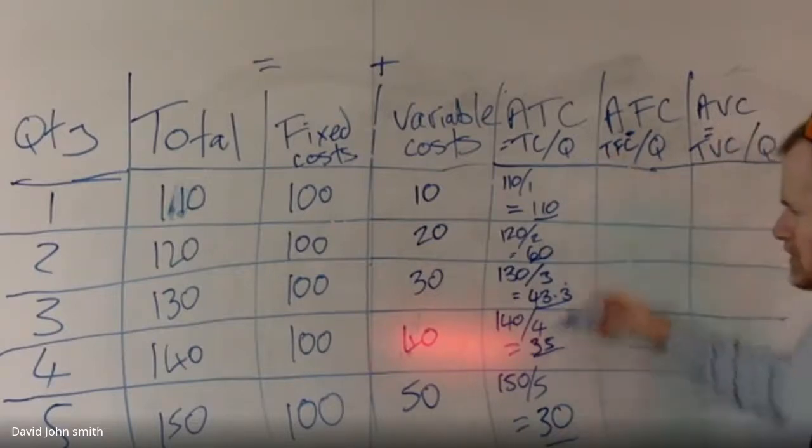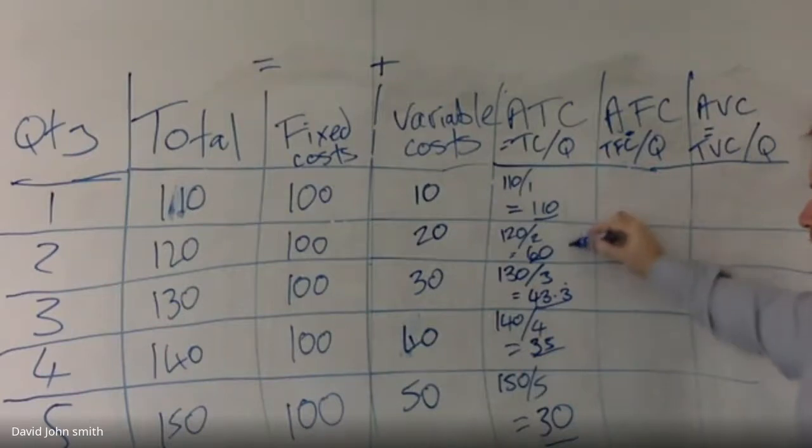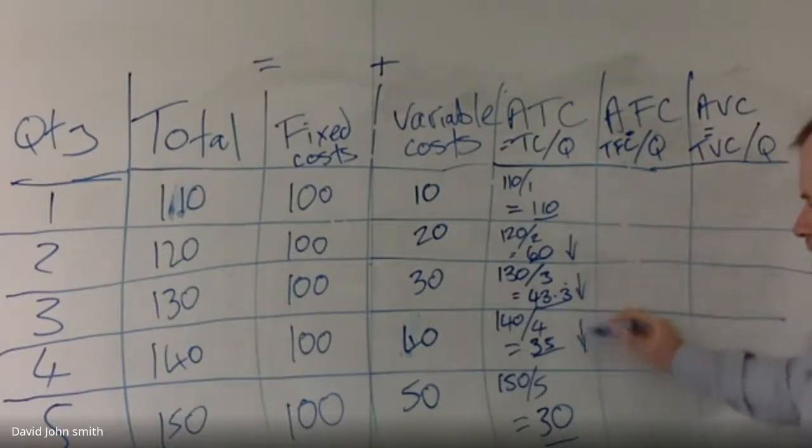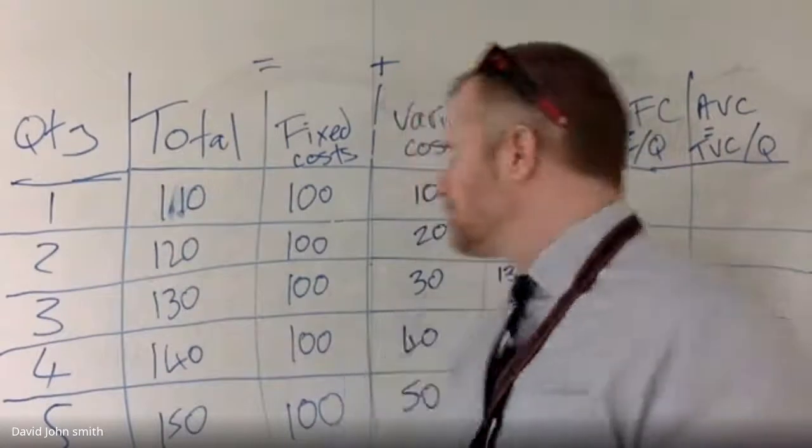And what you can do is you can see what's happening. So initially, your average costs have fallen. So they've fallen there, they've fallen there, they've fallen there, and they've fallen there. Now, if we were to keep going, there's the chance that they might actually rise again. Yeah?